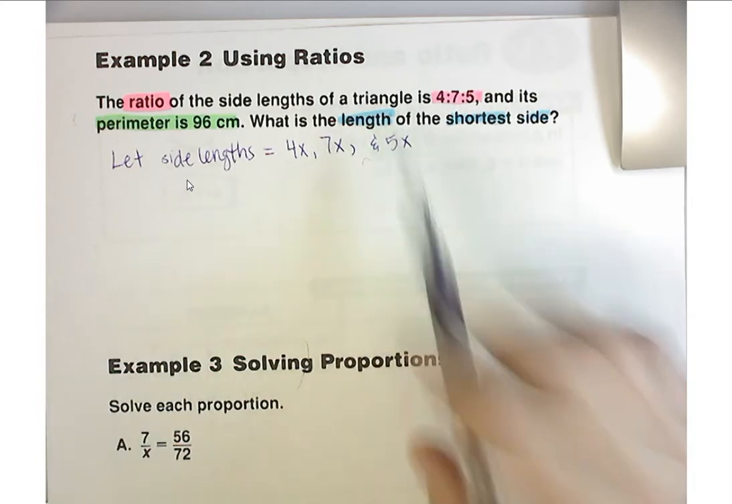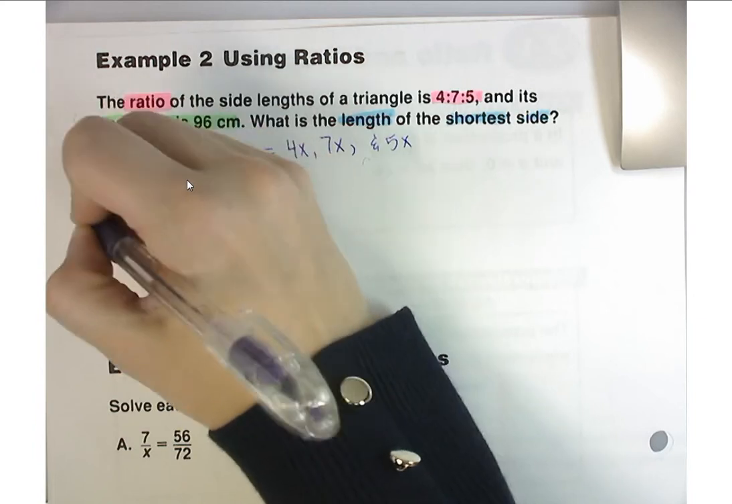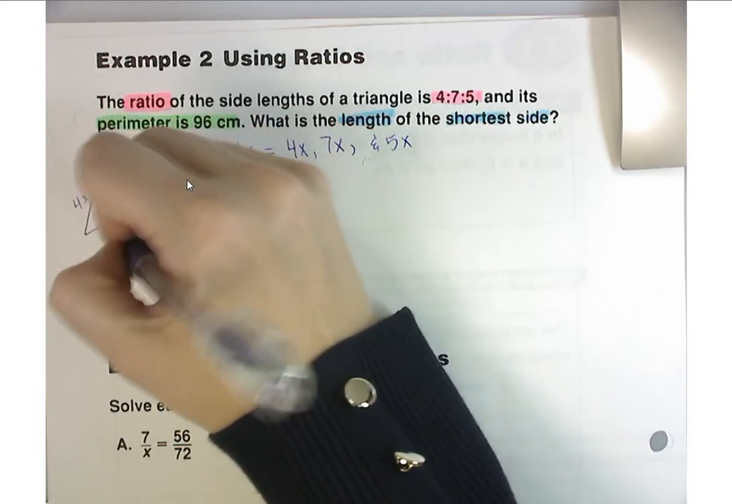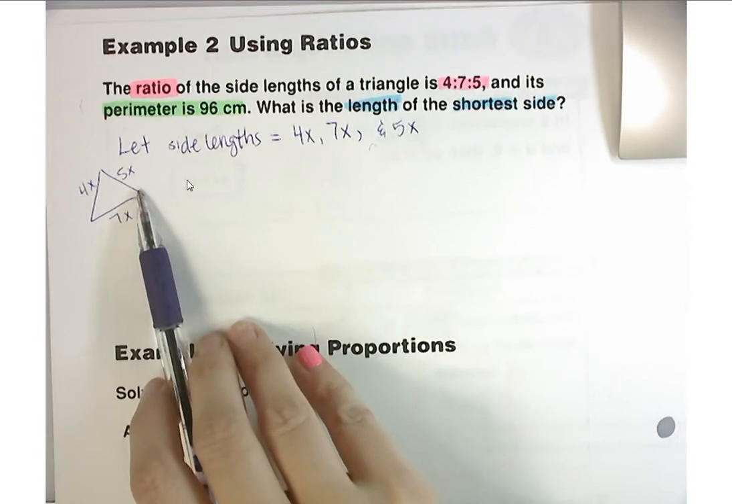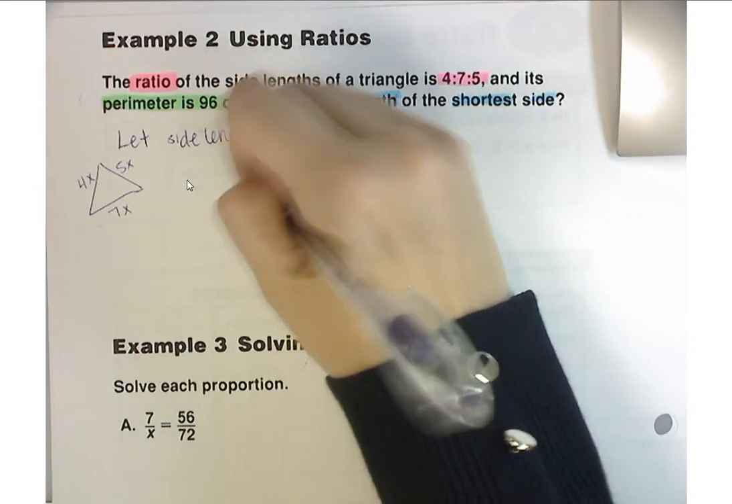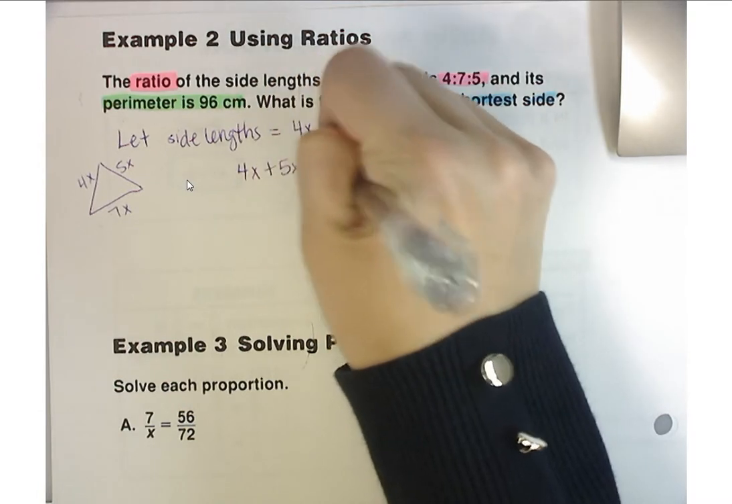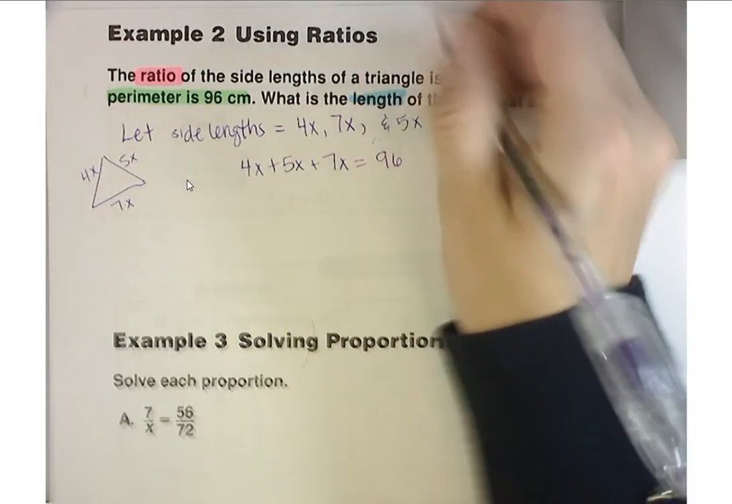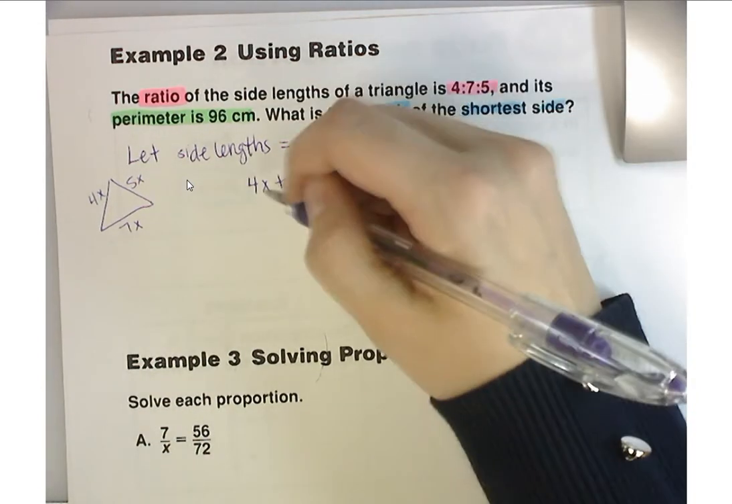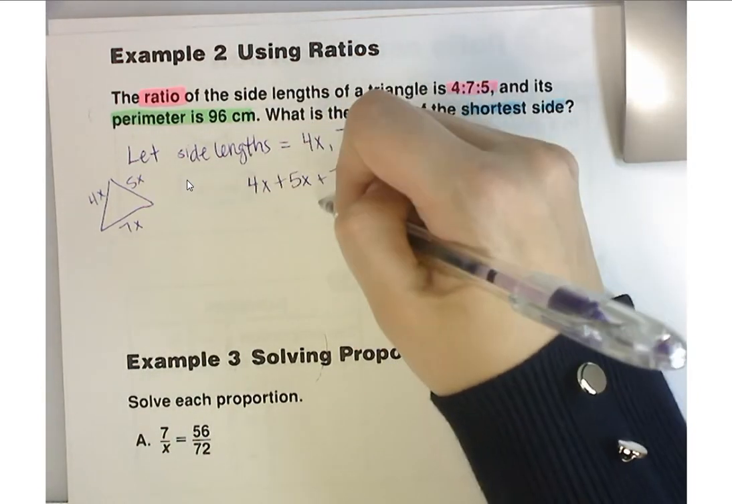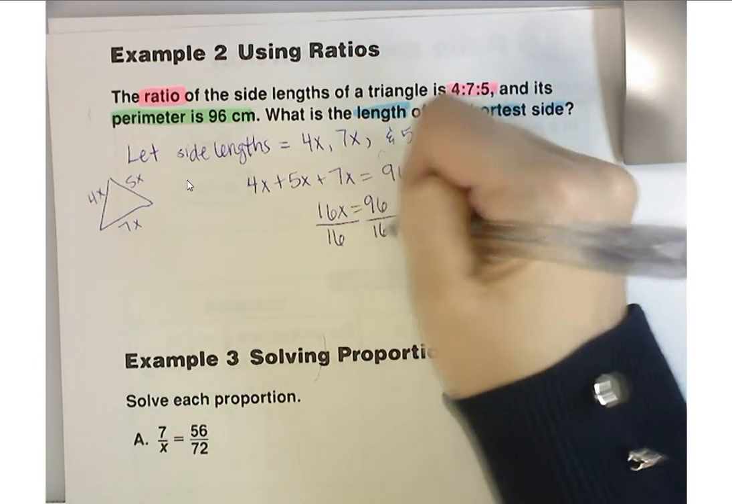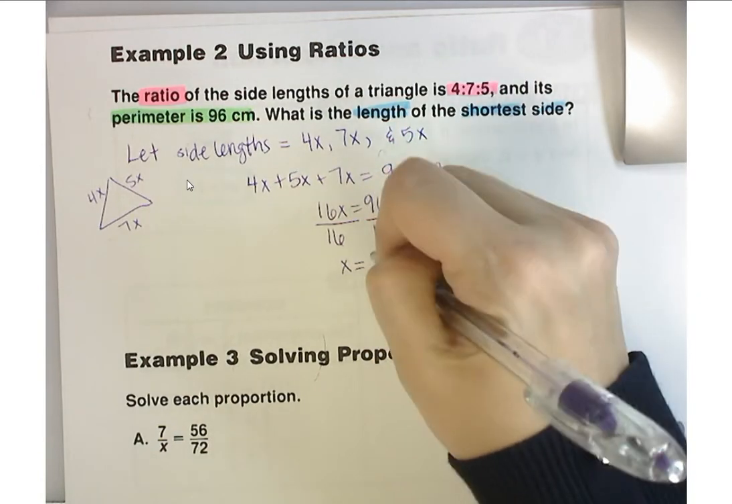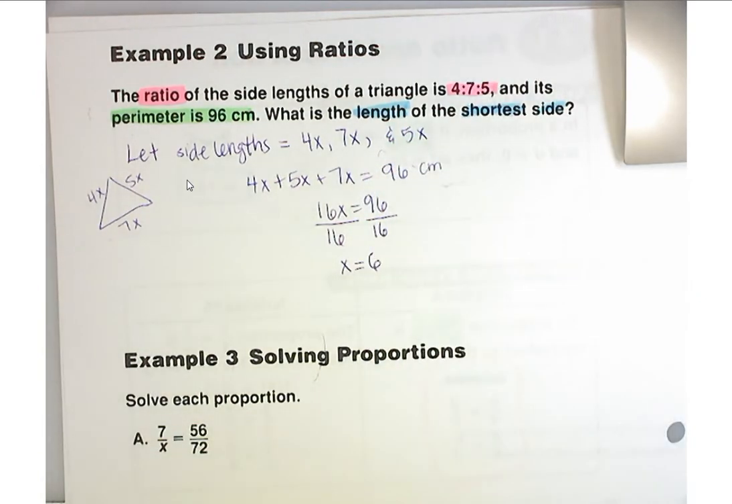Now, if it's a triangle, and we're saying the proportion is 4x, 5x, 7x, how can I set these up in an equation with my given information? You can add them up. Okay, so the sum of them is going to be 96 because that's your perimeter. So I'm going to do 4x plus 5x plus 7x is equal to 96 centimeters. Okay, and then 4 plus 5 is 9, 9 plus 7 is 16. So then to solve for x, I'm going to do 96 divided by 16, which is going to give me the value of 6. Okay, so x is 6.